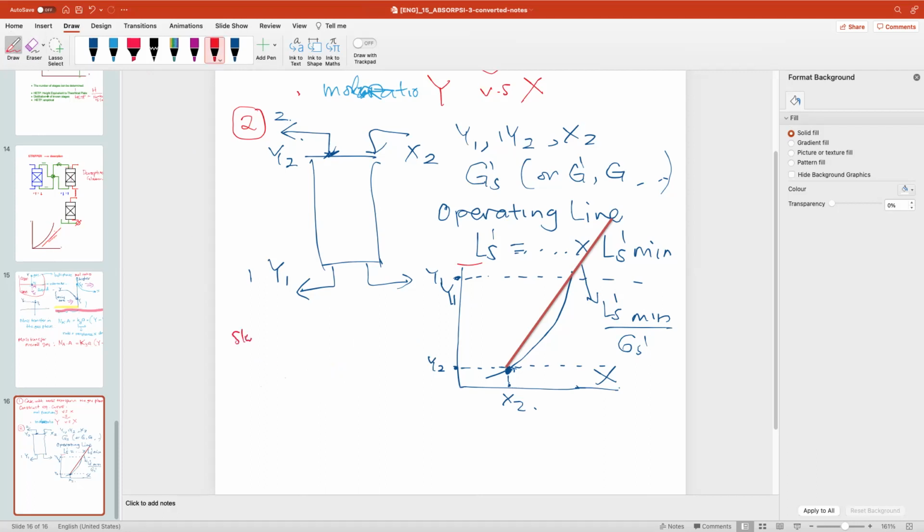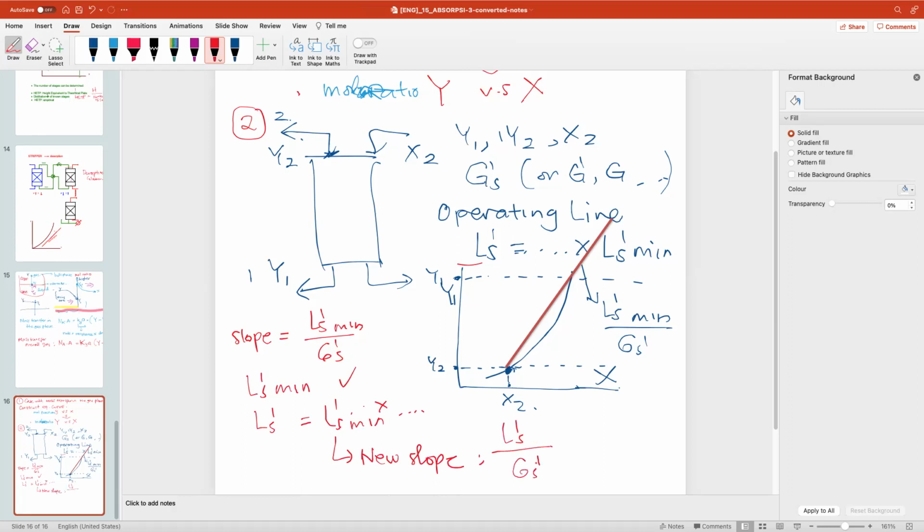So slope is equal to LS minimum divided by GS, yeah? You know the slope, you know the GS, and then you know the LS. So then you find the LS minimum. And then you calculate again the LS equal to LS minimum multiplied by, for example, some factor. And then you have your new slope, which is LS dash divided by GS dash. Up to here, any questions?